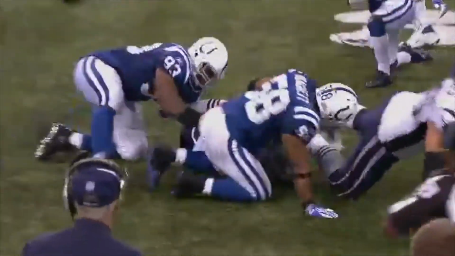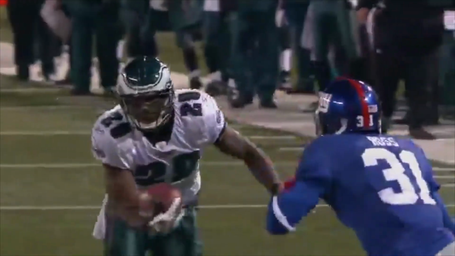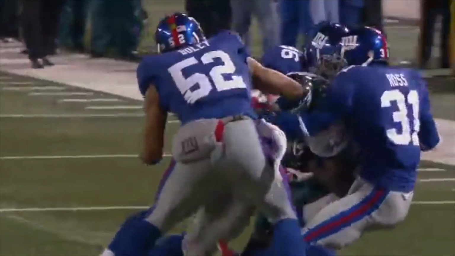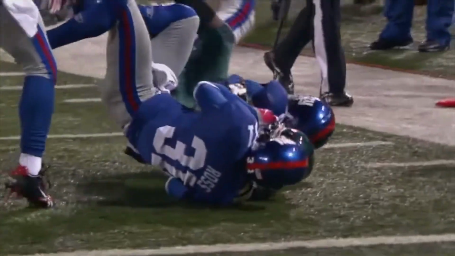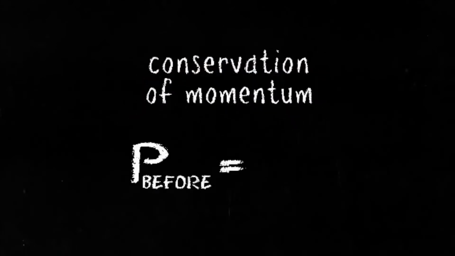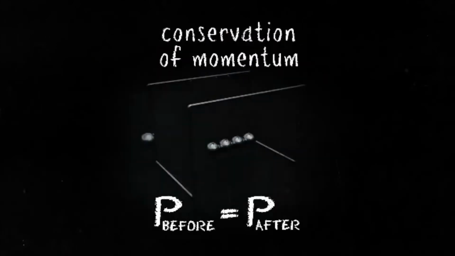In every collision on the football field, Newton's third law dictates that the total momentum between players must be the same before the collision as it is after the collision. This relationship is referred to as conservation of momentum. The law of conservation of momentum says that P, the momentum before the collision, is equal to P, the momentum after the collision.